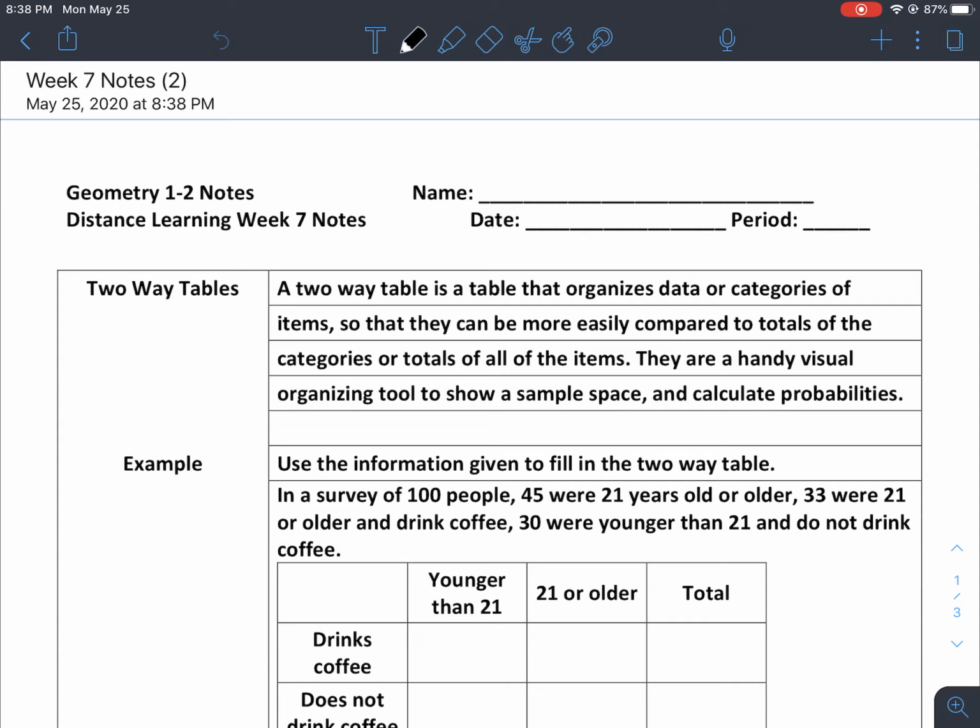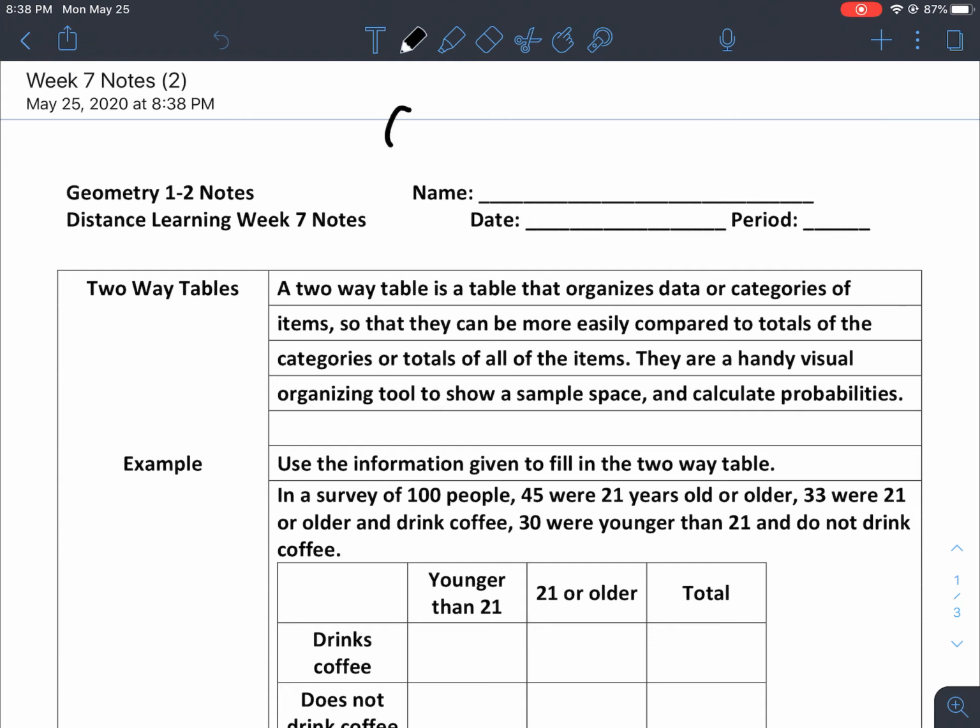So, this week we are talking about probability still. That's what we're going to be talking about until the end of the year. We've actually only got like 1.5 more weeks to go, so congratulations. You're really close to the end.